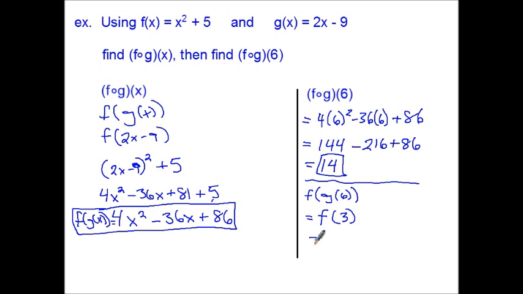Then f of 3, you just plug a 3 into that other thing up there for f. So I'm going to have 3 squared plus 5. 3 squared is 9, plus 5 is 14. So you can get the 14 two different ways, depending on what you have at your disposal and personal preference. But there it is.